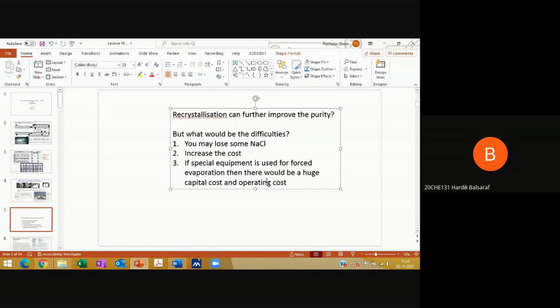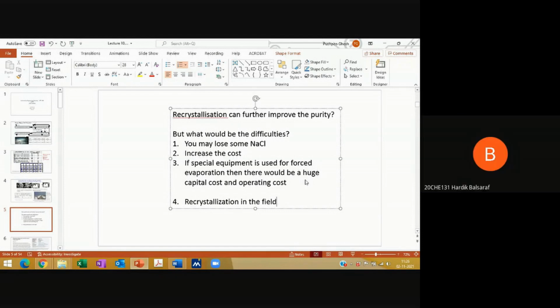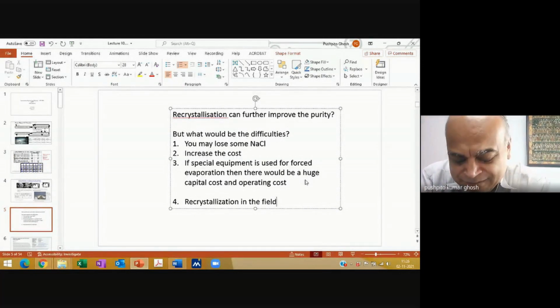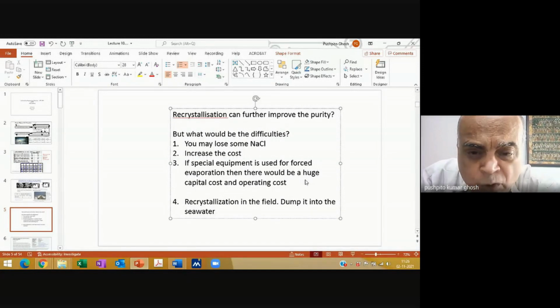So is it possible that the pans which are already containing seawater for evaporation, we could add the extra salt in them for recrystallization? Where will you add it? So already there are salt pans which have seawater which are kept there for evaporation. So can we add the salt again into those? Brilliant. Yes, you can. Dump it into the seawater. Now, seawater is not pure water. It's got impurities. So one doesn't know.